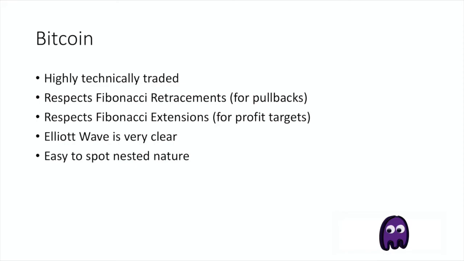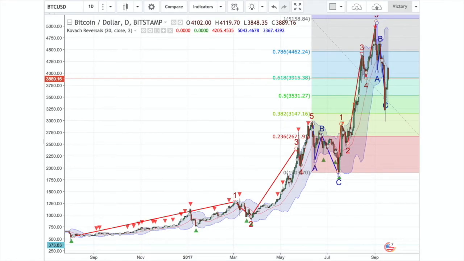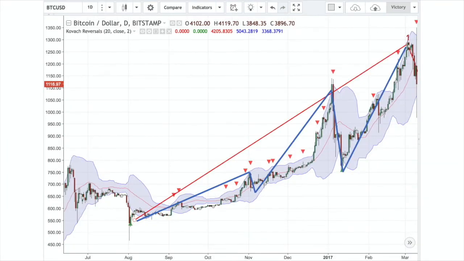Elliott wave is very clear, and it's easy to spot the nested nature. For example, we can take a look at this overall chart. We see the 5-3 wave presented here, followed by a subsequent 5-3 wave. If we zoom in, we see another 5-period impulse wave within wave 1.